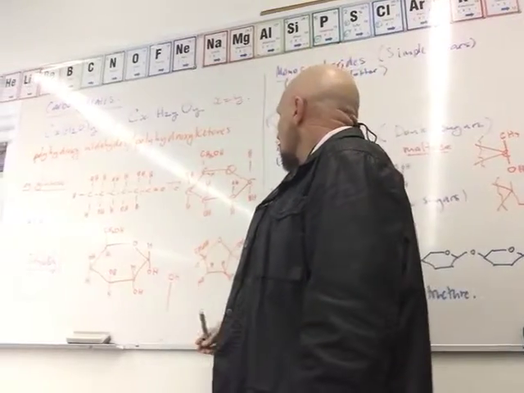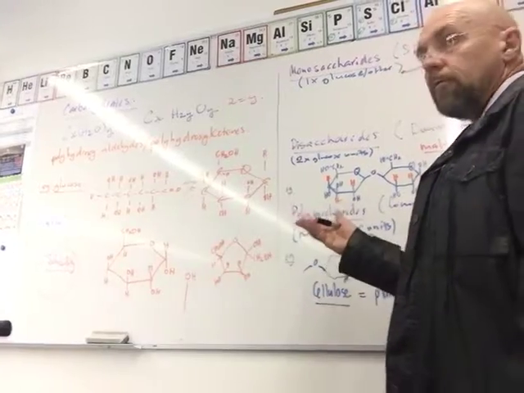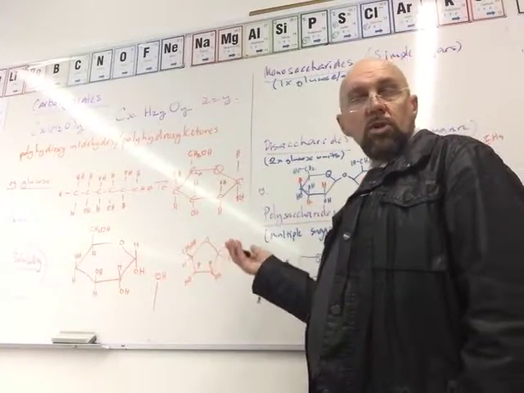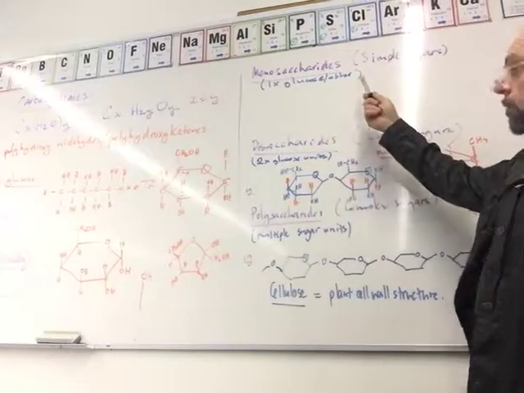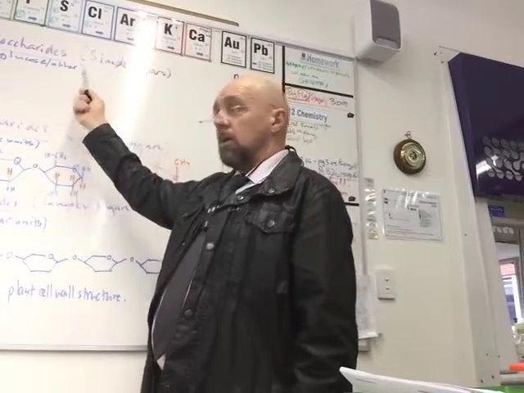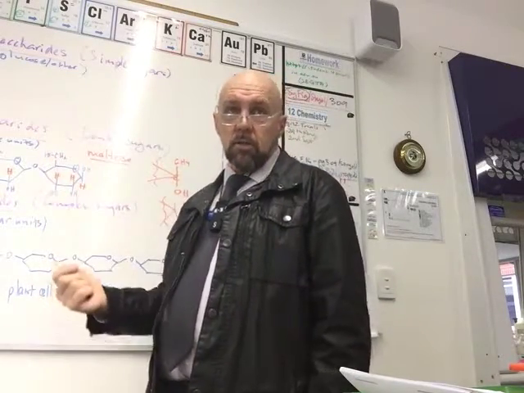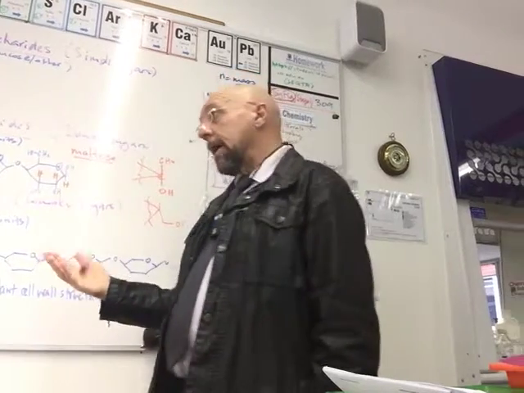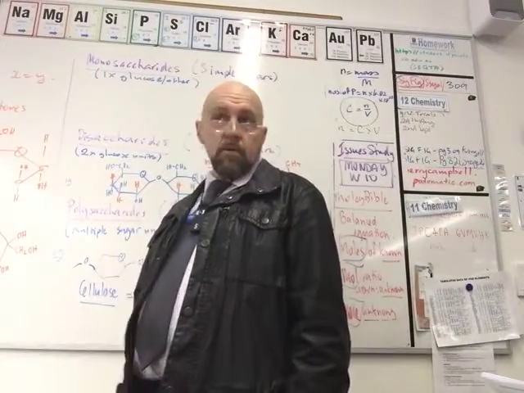Okay. So that's basically the general formula and structure for sugars. They're divided into three groups. We talk about simple sugars. Simple sugars are called monosaccharides. It's got only one glucose or one unit in its structure. And the examples that we're looking at, glucose and fructose, they're a single sugar.